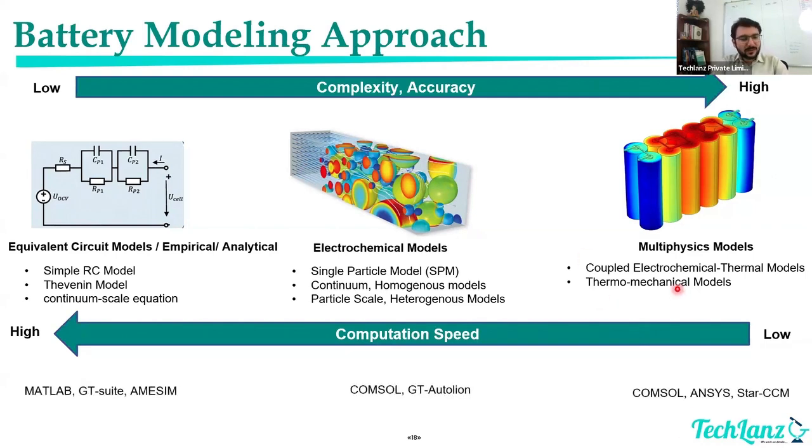If you see from the tool perspective, for the equivalent circuit model or empirical models, you use MATLAB, GT-Suite, MSM model. These are 1D tools, or pseudo 2D also, which help you simulate all these things. Then you have COMSOL and GT Autolion for electrochemical models. Then for multiphysics models, we have COMSOL, ANSYS, STAR-CCM. This is complete 3D simulation, right? And you have pseudo 3D in COMSOL also. So multiphysics is done very well in COMSOL or ANSYS or STAR-CCM. This is how you use different tools.